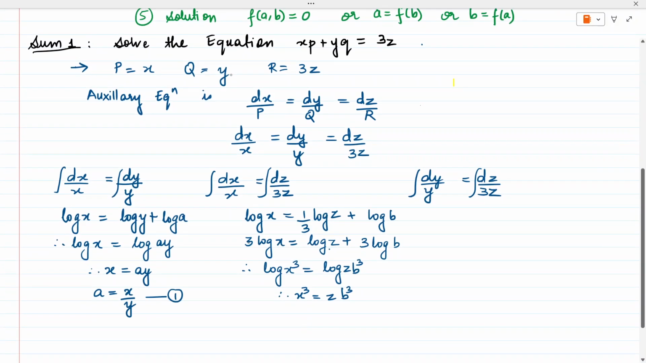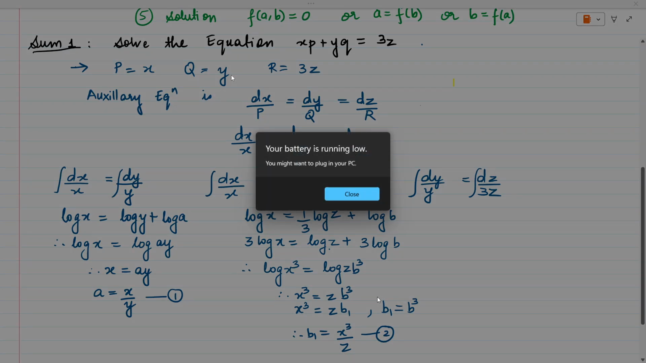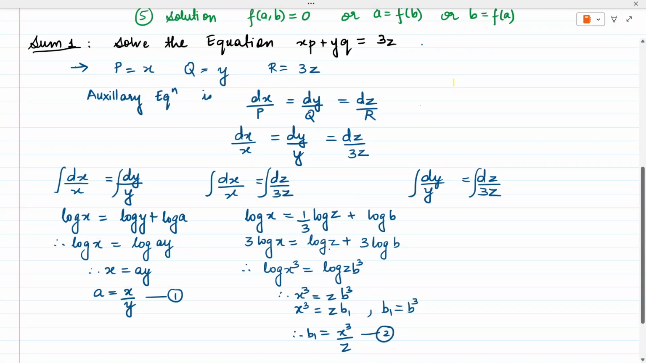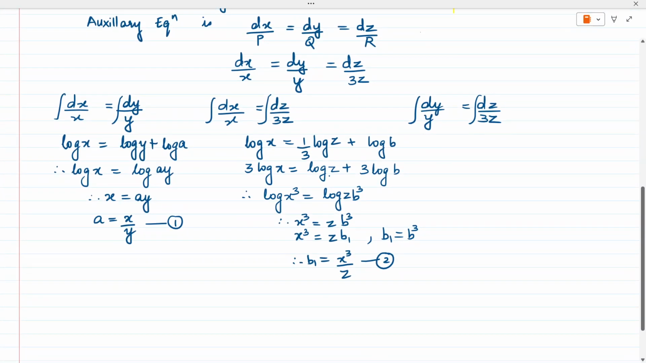This b cube can be replaced by another constant because it's a constant, right? I can call it b1, where b1 is equal to b cube. So now my b1 is equal to x cube upon z. So now see, we wanted two independent solutions. We have already found two independent solutions. You can solve the third one in the same lines, but you don't require 3. You require only 2.